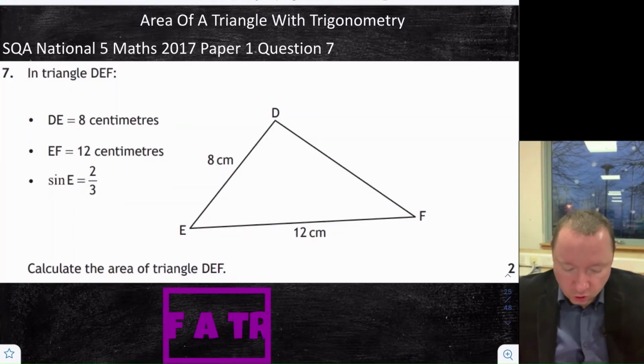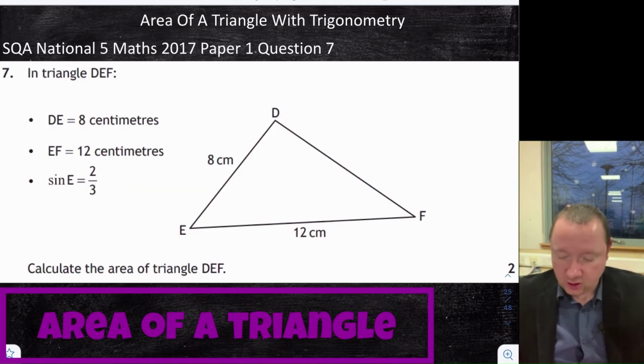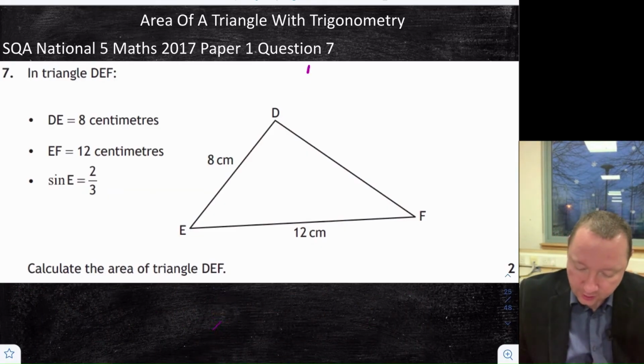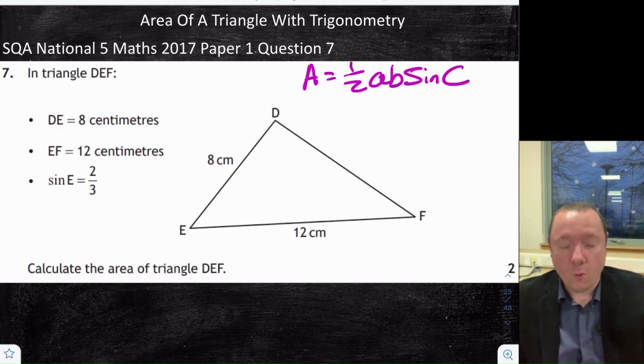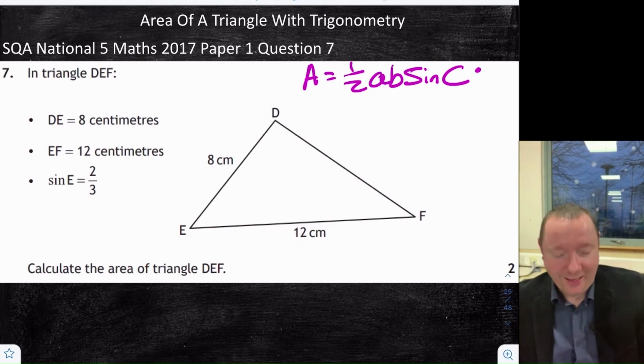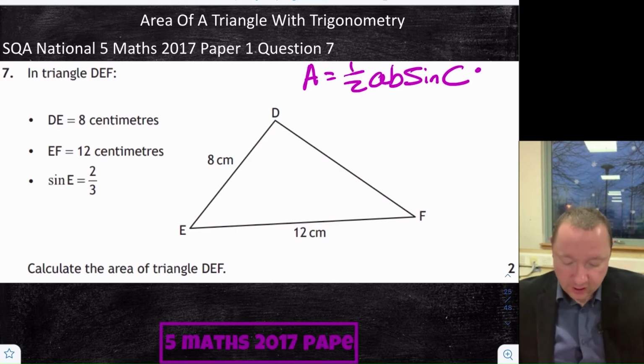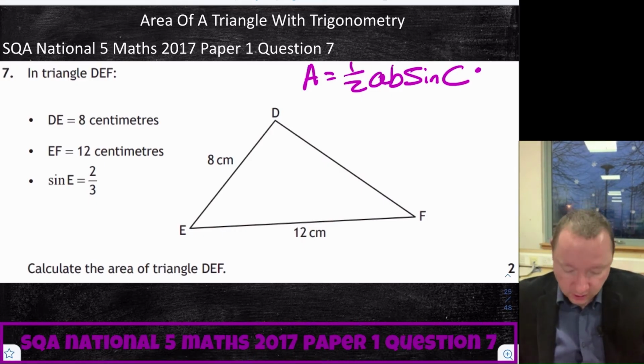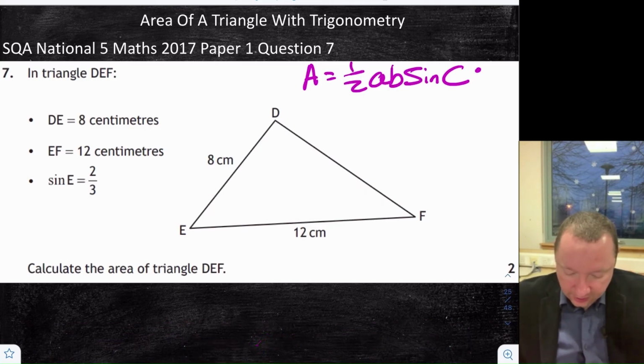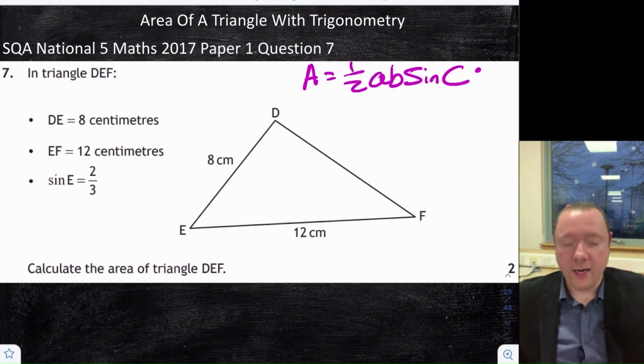We have area of a triangle with trigonometry. This is given to you at the start of the exam paper. Just a reminder that it tells you that the area is a half AB sine C. And we're going to look at a bunch of questions that use this idea. So SQA National 5 Maths 2017 Paper 1 Question 7 had DE is 8, EF is 12, and sine of E is 2/3. Notice this is a non-calculator question, so it's telling you the sine of the angle so that you don't have to work it out.